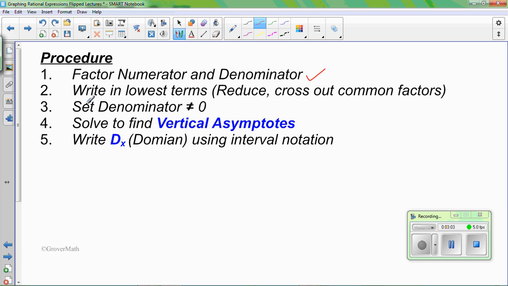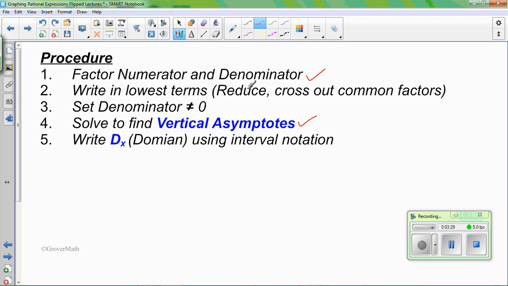Step number 3 is set the denominator not equal to 0 and then solve that. And that's what's going to get you the vertical asymptotes. And we've already done that. We saw that when we did the rational expression inequalities, which is basically, find the zeros of the bottom, the denominator. And because they're on the bottom, we can't have undefined expressions. That's why it's not equal to as opposed to equal to. But I'll explain that in more detail when we get to the examples.